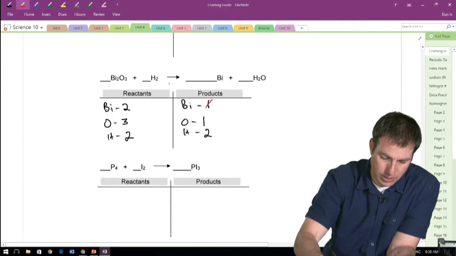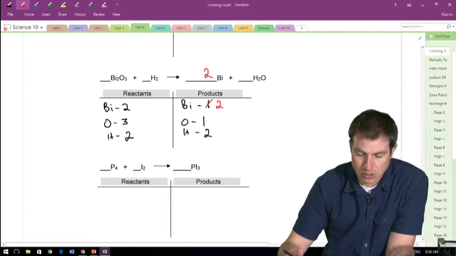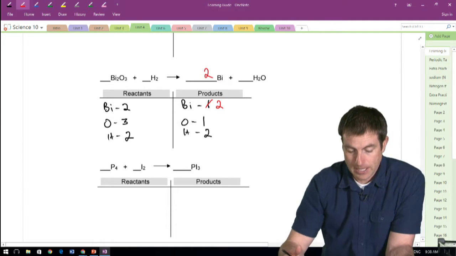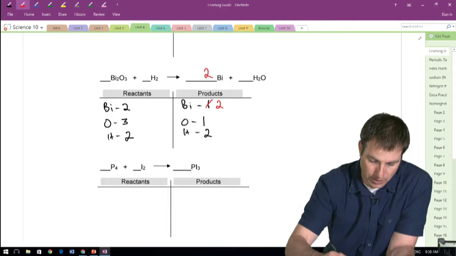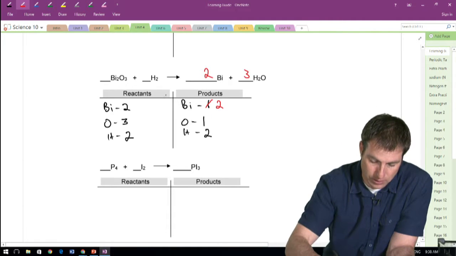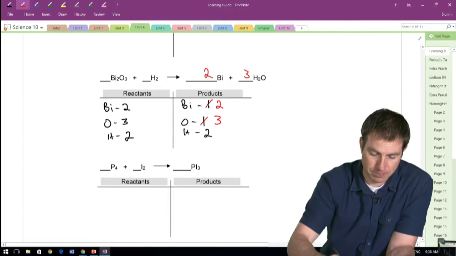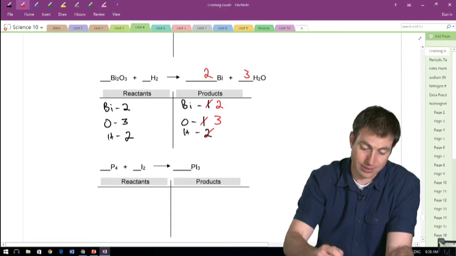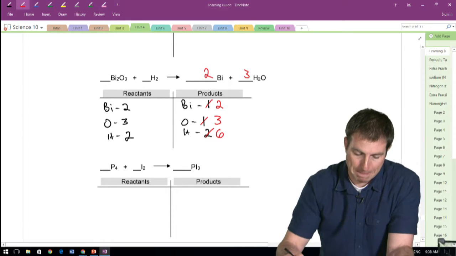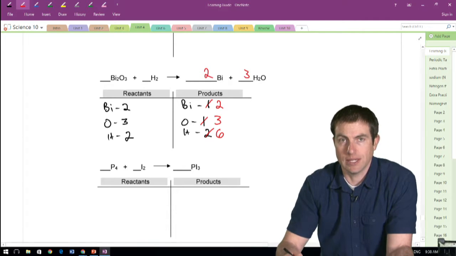It doesn't matter. So I have 1, I need 2. So I'm going to put 2 there, and that changes the 1 to a 2. All right, the next thing I have is this oxygen. I have 3 on my reactant side and I have 1 on my product side. So I need to put a 3 here. That's going to change that from a 1 to a 3. And my hydrogens get affected because I put that 3 there. I'm going to have 6 hydrogens. 3 groups of 2 is going to give me 6.